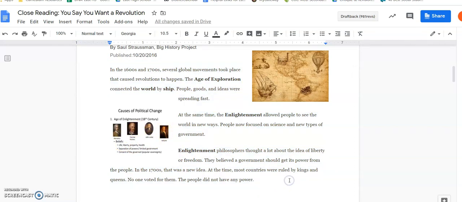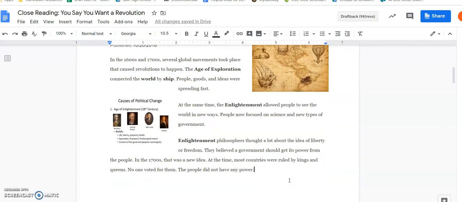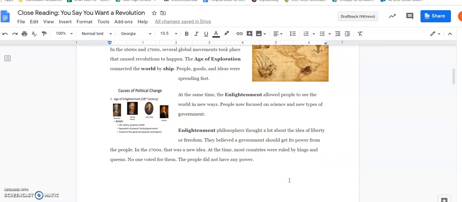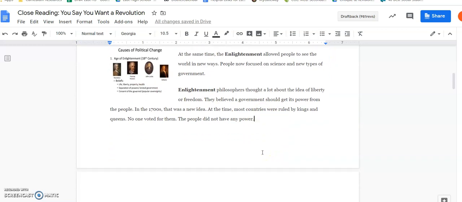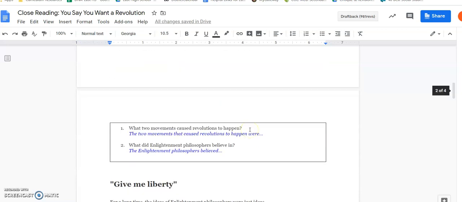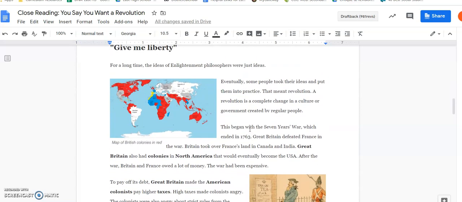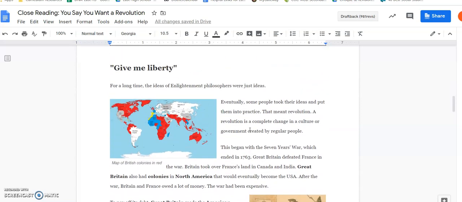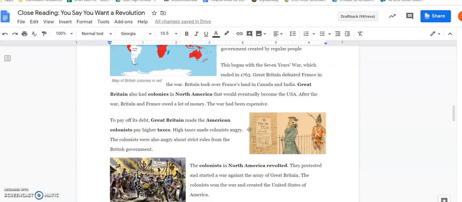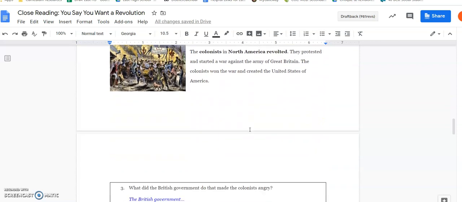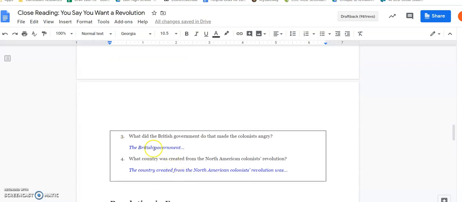So if you remember from class, we studied the Enlightenment philosophers right before we left for spring break and our coronavirus pandemic. So tap back into that prior knowledge. Think to yourself, what did Locke, Rousseau, Voltaire, what did those guys believe in? And think about what you're seeing in this article today. Then you're going to move on to the next section. So this section describes how those ideas spread and it describes the American Revolution. So you need to answer these two questions.